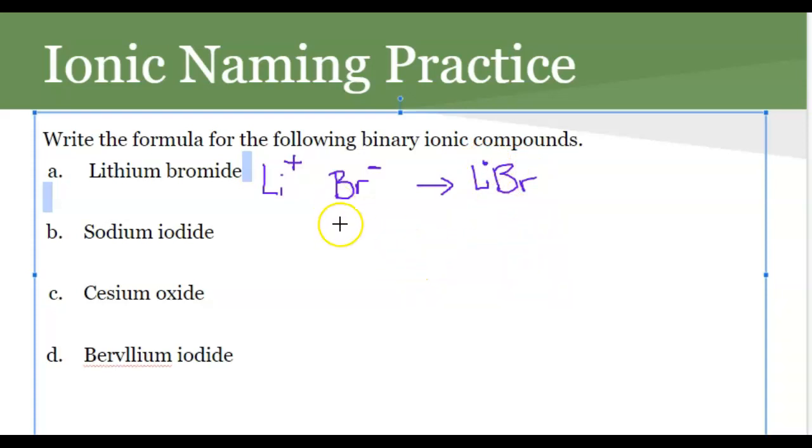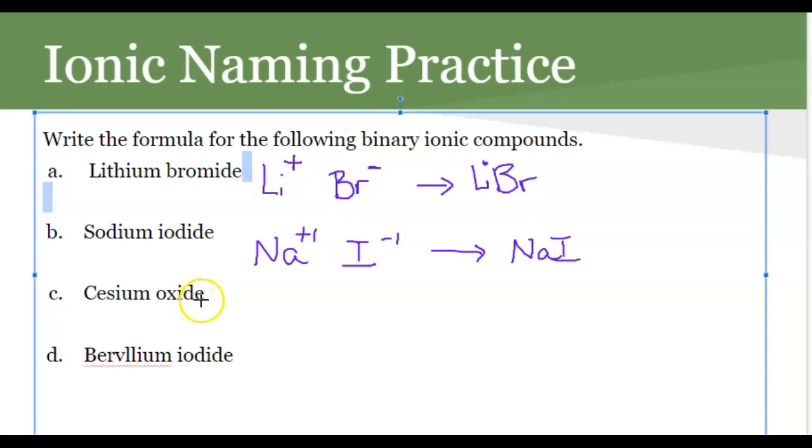But it's not always going to be that simple. Next in B, we have sodium, which by now I hope you've memorized is Na. It is in the first column, so it's a +1. And then we have iodide. So iodide comes from iodine, and it has the symbol of I, and it is -1. So again, the negative and positive balance each other out, and you just need one of each.